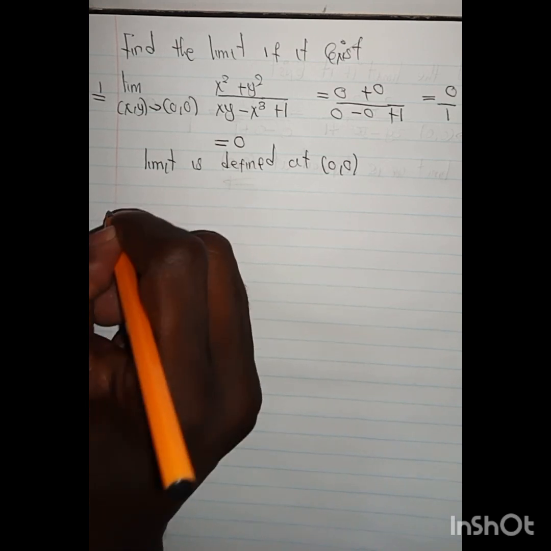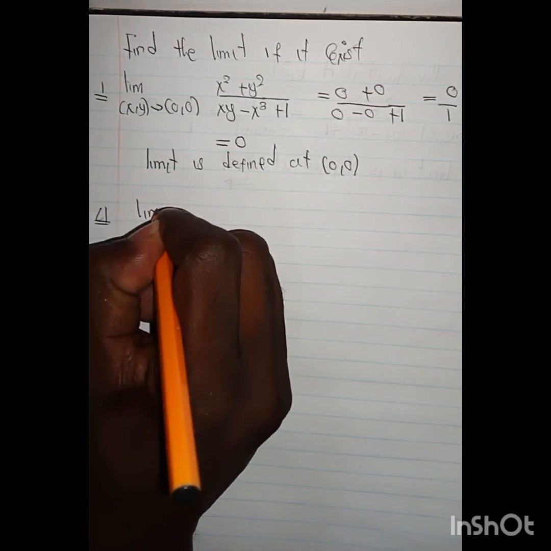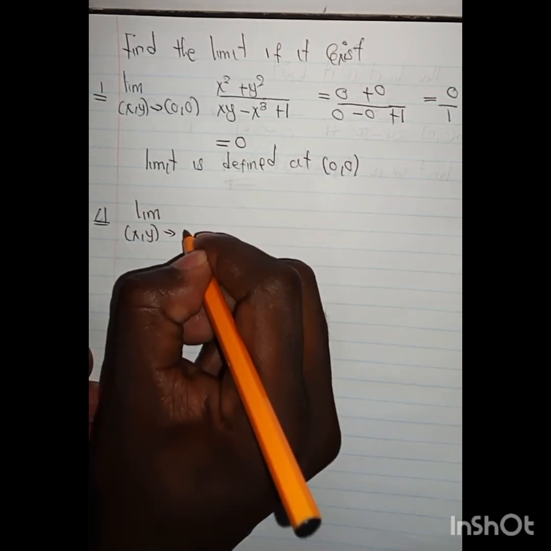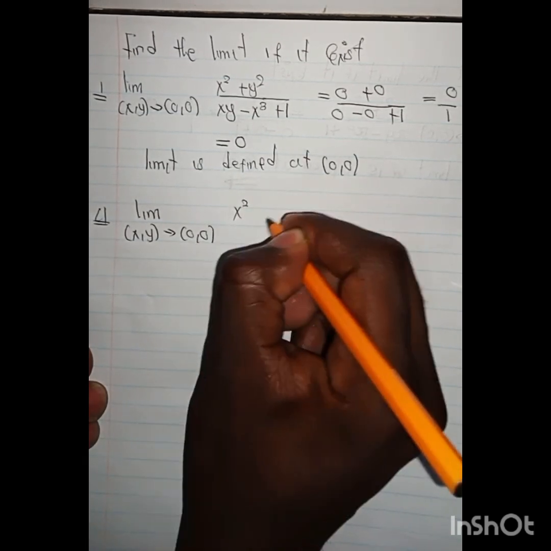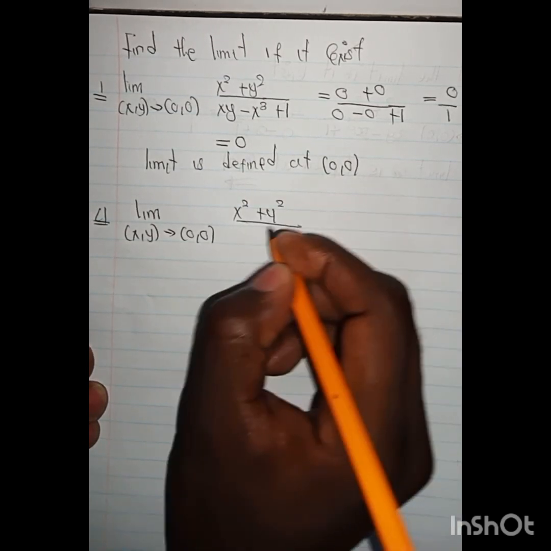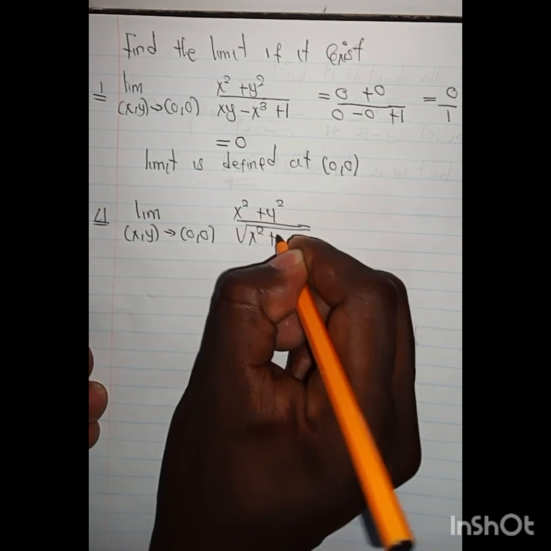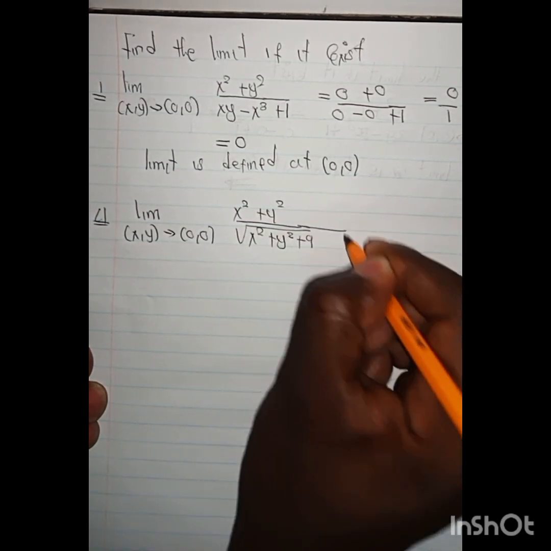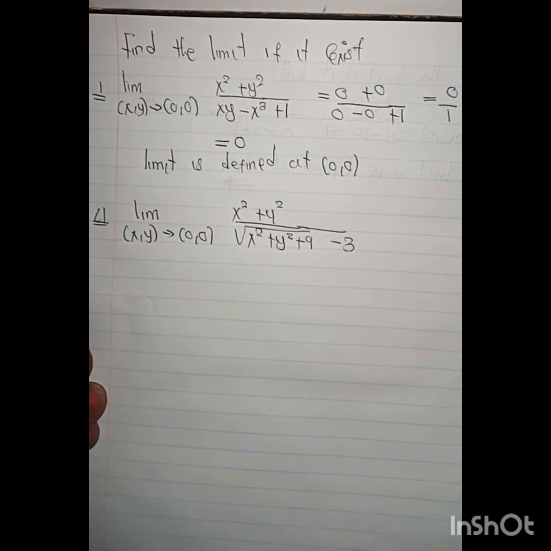Let us take another problem. We will look at the limit of xy situated at the origin of x squared plus y squared, all this over the root of x squared plus y squared plus 9 minus 3. We also want to determine whether the limit exists.